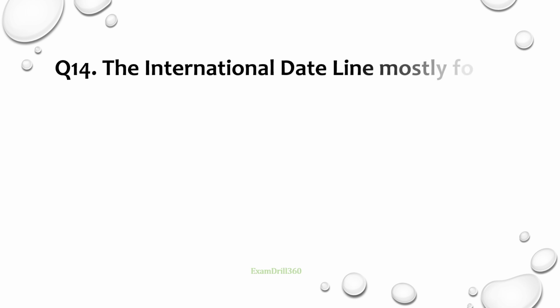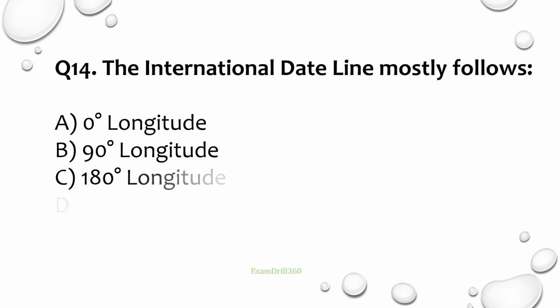Question number 14. The international dateline mostly follows which degree of longitude? We discussed already, 180 degrees longitude. This is the opposite of the prime meridian. The prime meridian is what? 0 degrees.